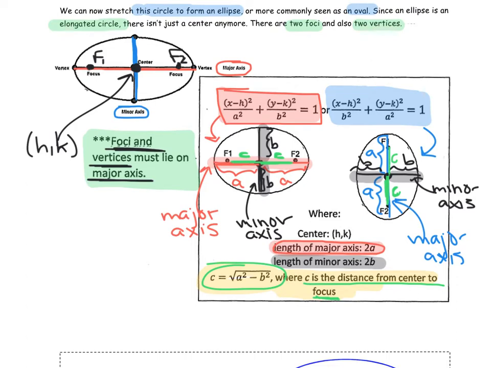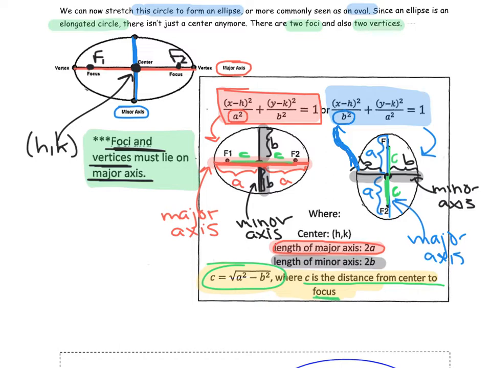I wanted to point this out. When x is being divided by a squared, that means the major axis is along the horizontal. So when x minus h quantity squared is being divided by a squared, that means the major axis is along the horizontal. Now, if you notice here, for this example, x minus h squared is being divided by b squared. That means that the minor axis is along the horizontal. So B is the minor axis, A is the major axis.